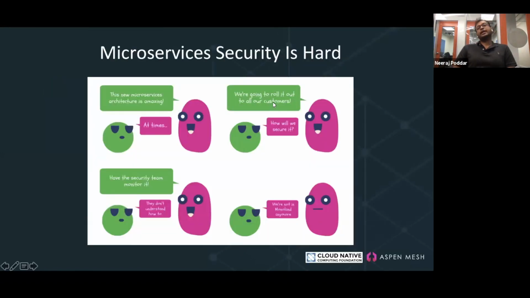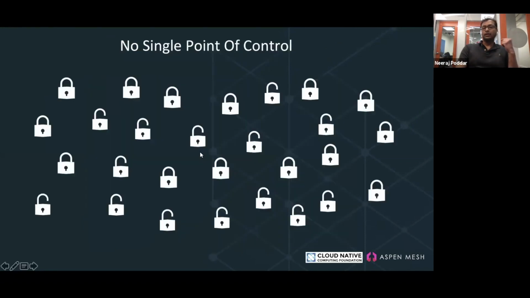So security in general has always been difficult. It's even more difficult in microservices, as this illustration represents. We are no longer in the monoland or the monolith world as compared to microservices. When I think about microservices, there are 3 key things which are different that make the security even harder to implement. First, there is no single point of control.